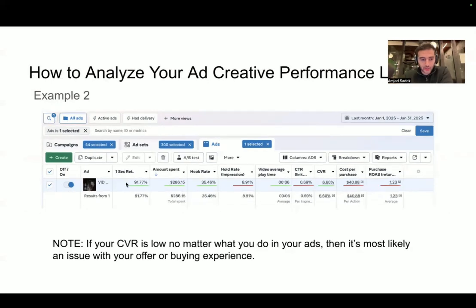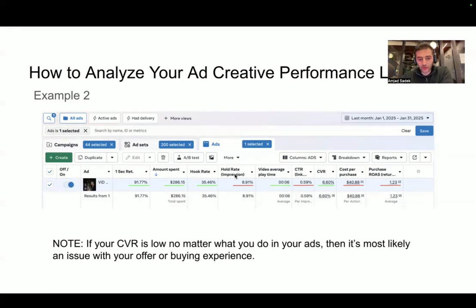Another example for the same brand: you can see 1-second retention is 91%, so that's good. Amount spent is also good. This has already spent 2 times the AOV or even more. Hook rate is 35%, also above average. Hold rate is very low, 8.9%. And video average play time is 6 seconds, so that's not bad, but the CTR is only 6%.